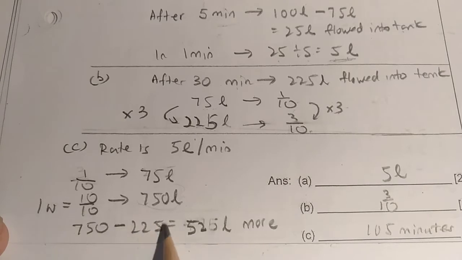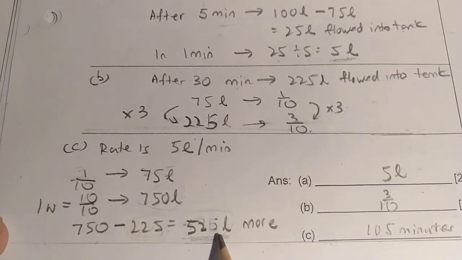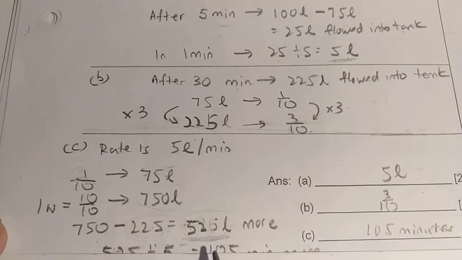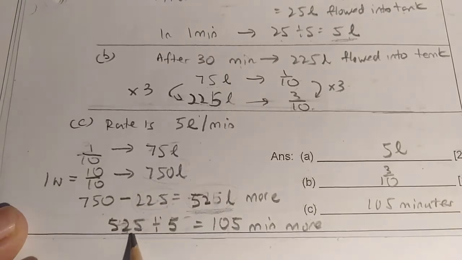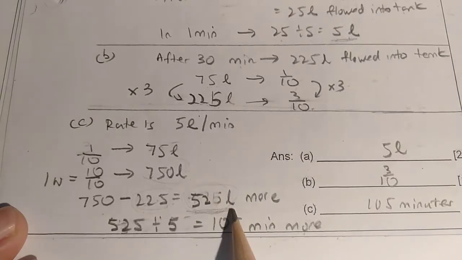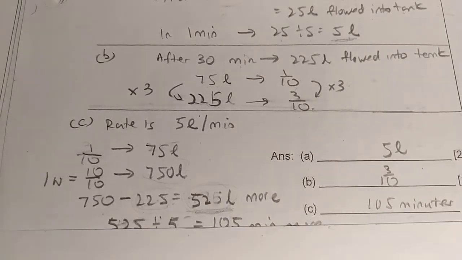At the end of 30 minutes, this amount of water went in, which means we still need to fill up 525 liters more. This amount is empty. 750, which is the total volume of the tank, minus the amount of water in the tank at the end of 30 minutes is this amount. So this amount more needs to be filled. Since it's the rate, right? So we know that 525 divided by 5 is 105 minutes more is needed to fill up the entire tank with this amount more. So that's the answer for the last bit. Let's go on to the next question.